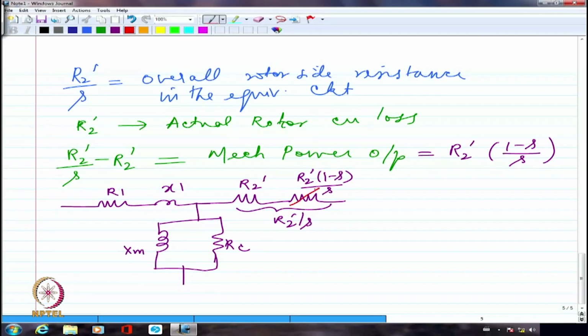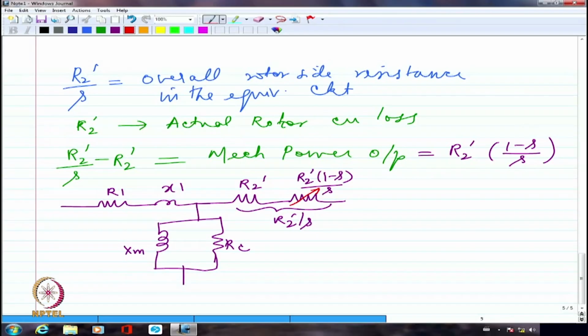So this can be a variable one depending upon how much load I am drawing. Depending upon that, it is going to change because the slip will change, the speed will change. If I load the motor more and more, the speed will come down, the slip will increase. So more power will be passed on to the rotor circuit, which will be converted into mechanical power. More power will be converted into mechanical power as well.